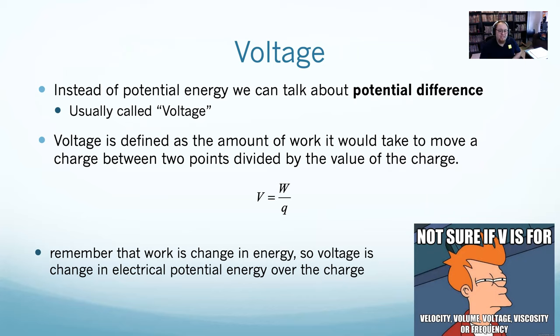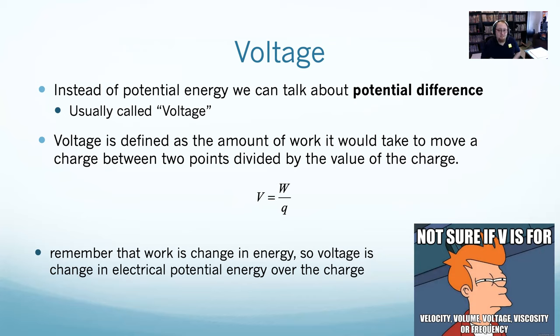And in fact, it's going to be the work it takes to move an electron from one spot to another over its charge. Now, potential difference has a very long name. No one ever uses the term potential difference. But potential difference is measured in the units of volts. And because it's measured in the units volts, most people call it voltage.